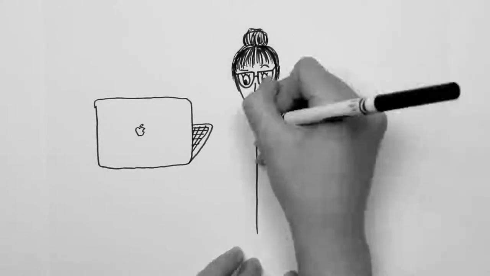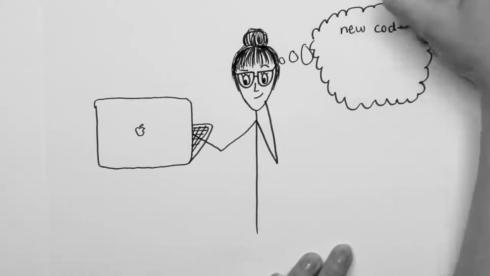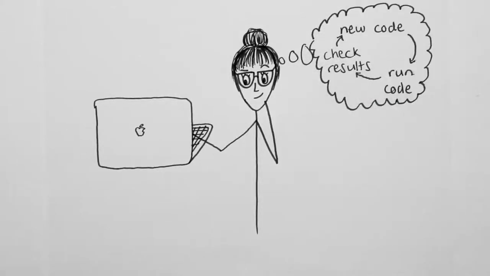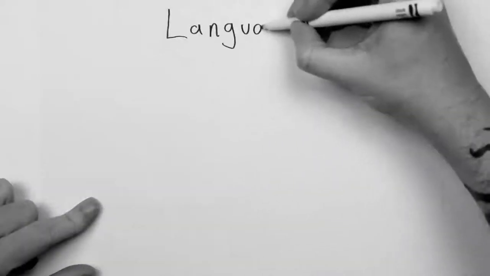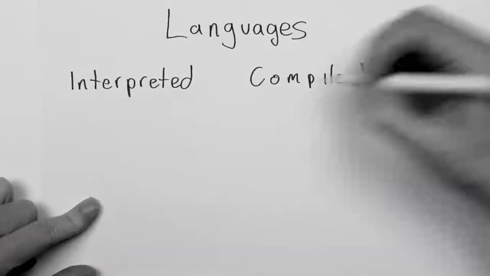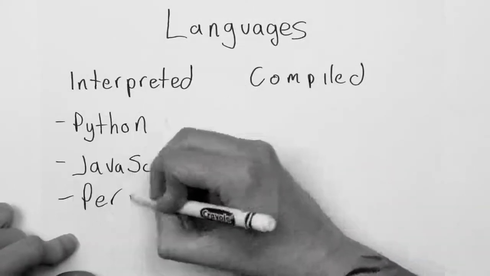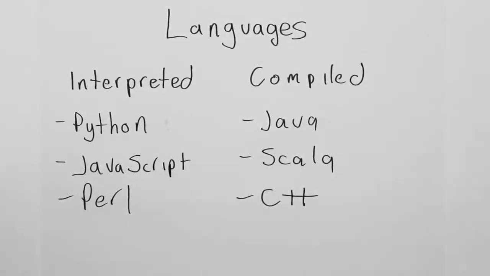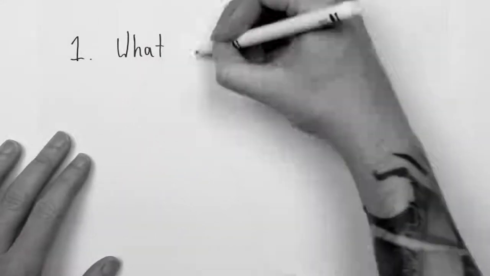Both approaches have pros and cons, so most professional programmers know at least one interpreted language and one compiled language. Examples of interpreted languages are Python, JavaScript, and Perl. Examples of compiled languages are Java, Scala, and C++. Next, we'll discuss what a computer is.